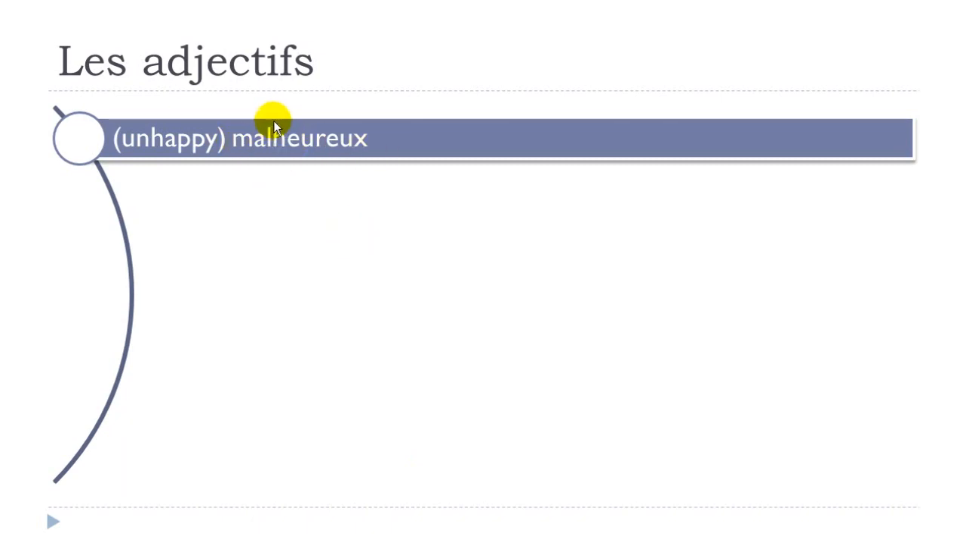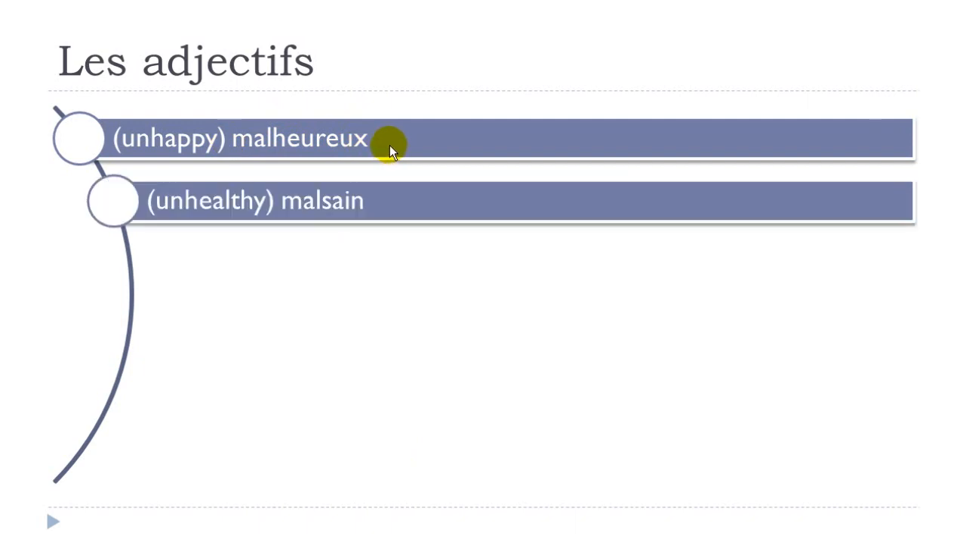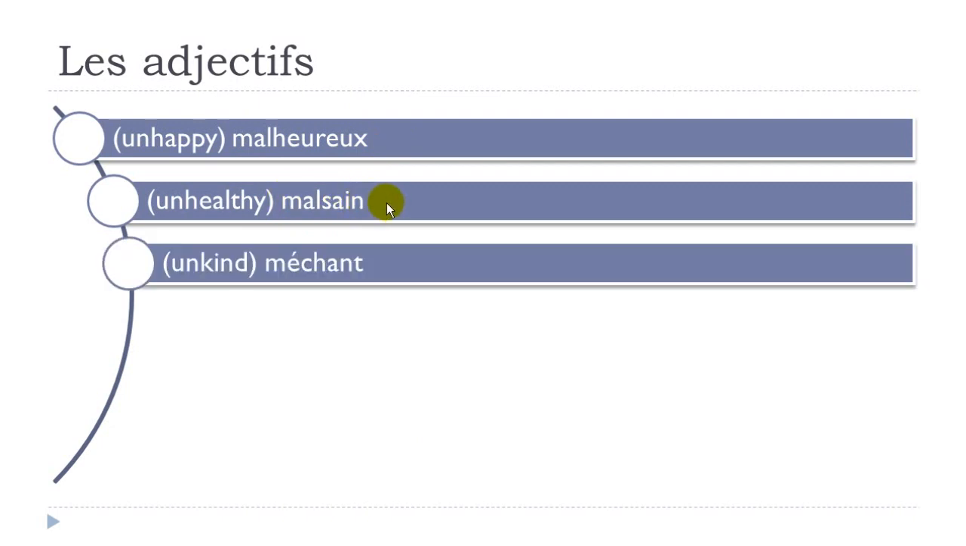Malheureux. H doesn't exist, okay, so you get mal, heureux. Final X not pronounced. Malheureux. Malsain. A-I-N together, it's a nasal and it's un. Malsain. Méchant. Final T not pronounced. Then C-H, sh, chant, méchant.